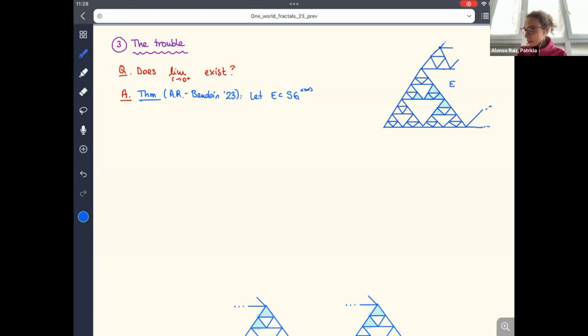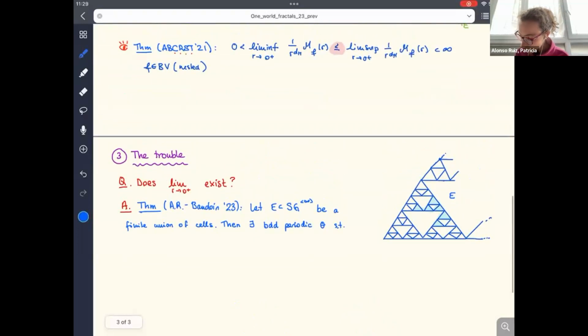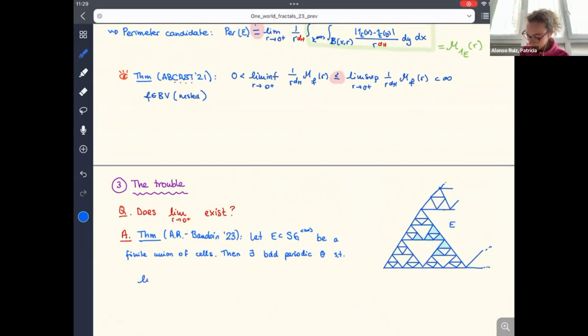Yeah, and this looks really like that. So let this be a finite union of cells. Well, then we find a bounded periodic function, theta, such that the following thing is going to happen. So remember that our candidate was this limit when r goes to 0 of 1 over dh, and then we have this functional on ER.